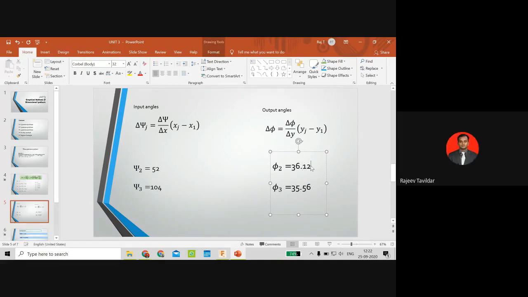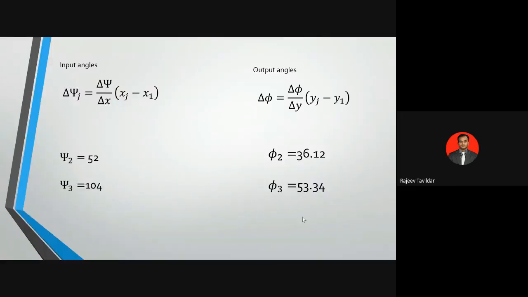Okay, I don't know who told me 24. Please check where you have gone wrong. Delta phi is given in the problem statement. Delta y is equal to 1. And here yj means you have to take y2, which you already calculated, 36.12. And what will be phi 3? 53.34, sir. 53.3. Okay, so these are the values which we have got for the precision angles.